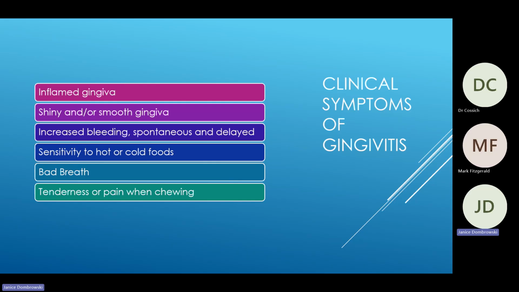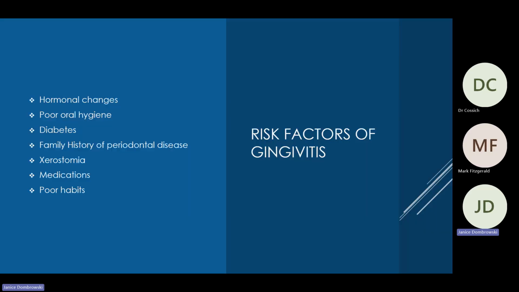What do we see? We see inflamed gingiva, shinier, smooth gingiva, increased bleeding, whether it's spontaneous or delayed, and sensitivity to hot and cold. Patients will complain about that. Bad breath and tenderness upon chewing. Risk factors: tons of risk factors here. Hormonal changes, right? A lot of times we see this with pregnancy. Poor oral hygiene, diabetes, family history of perio disease, xerostomia, medications, and just overall poor habits.